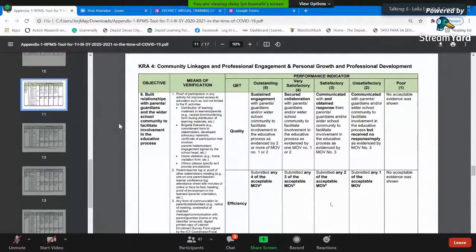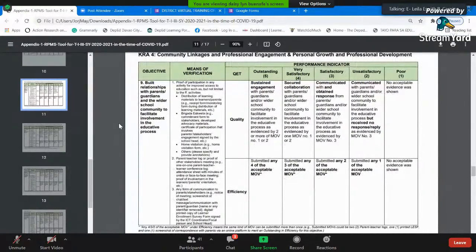Any 4, 3, 2 of the acceptable MOV under efficiency means the same kind of MOV can be submitted more than once. So, pwede daw more than once ang isa. Example, submitted MOV could be 2 parent-teacher conferences, 1 printed ELSF, and 1 screenshot of correspondence with parents via an online platform to merit an outstanding. Okay, so upat imong kuan dia, bisag asa ha, 5 imong efficiency. Okay.